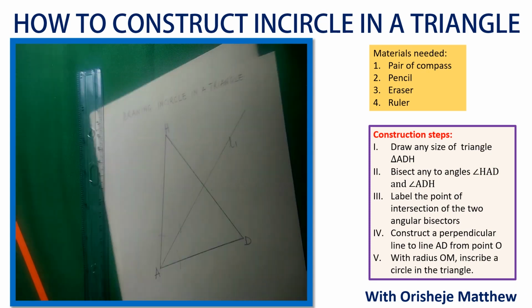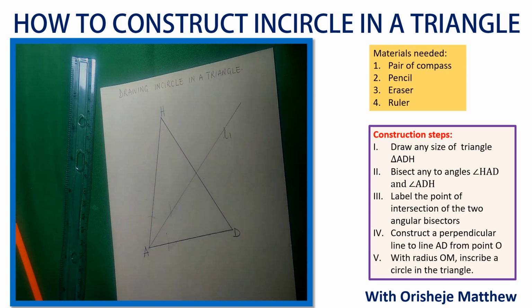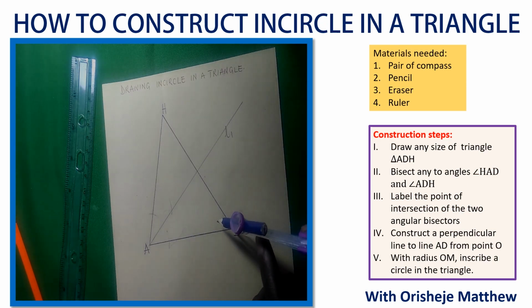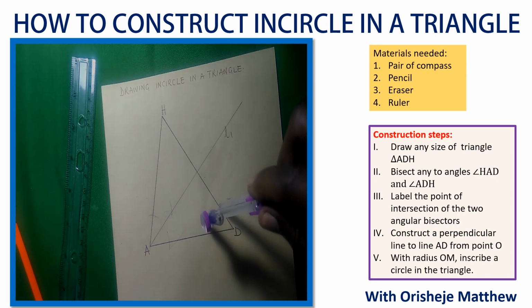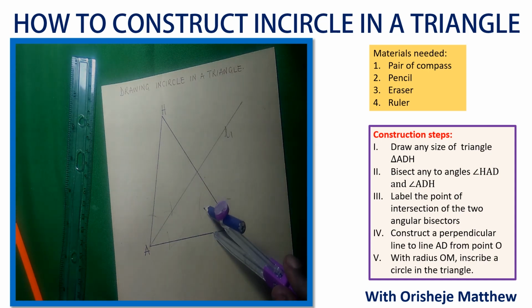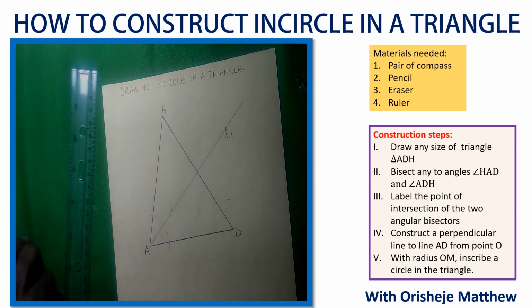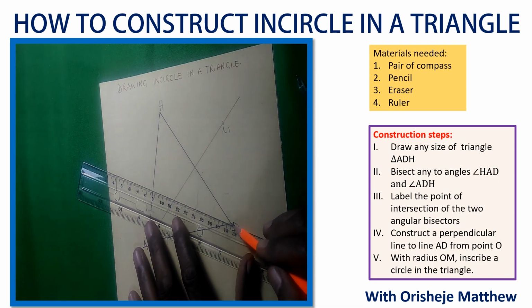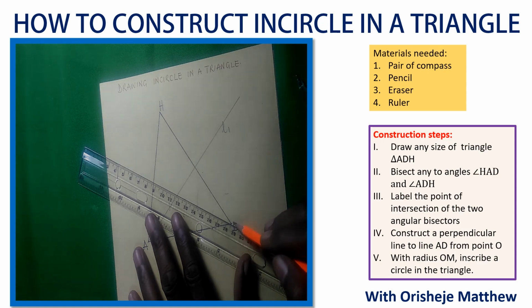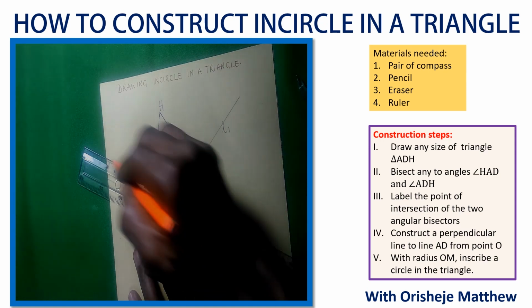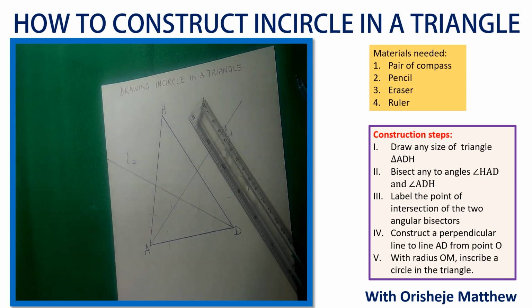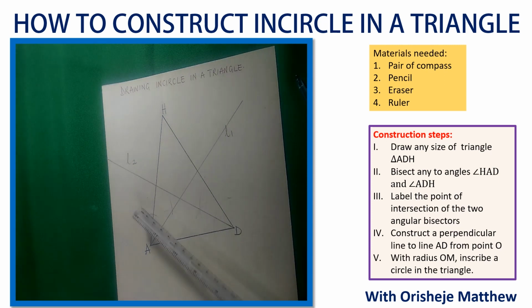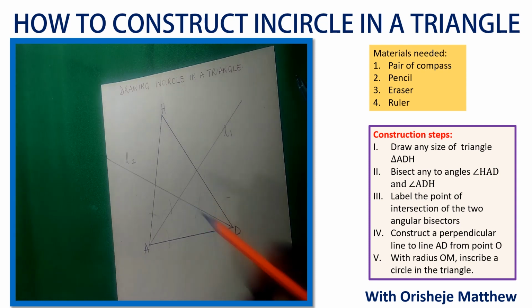Let's bisect angle D. Cut, and cut it again. So this is L2. Alright, now we have two of the bisectors intersecting. So this is the center. This point is going to be the center of the circle. Let's call it O.